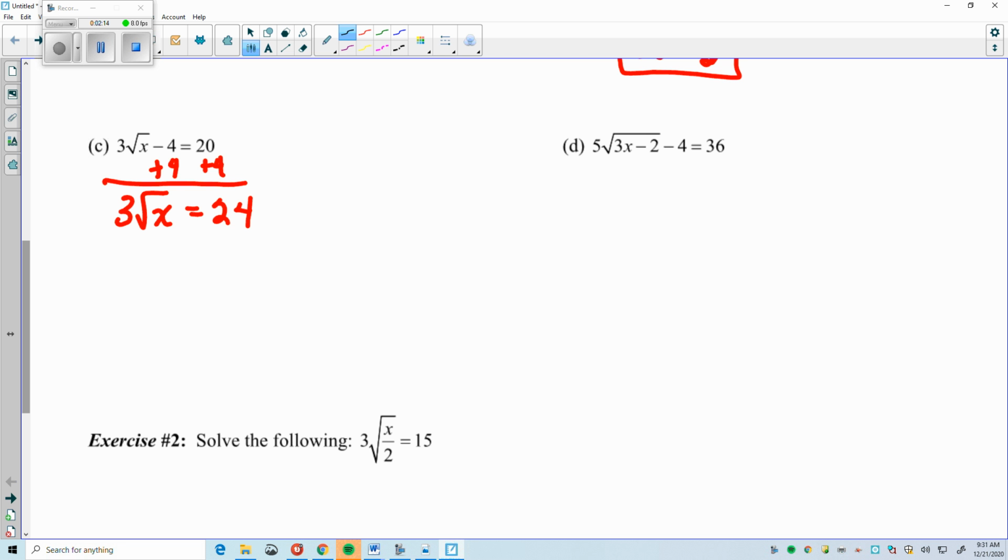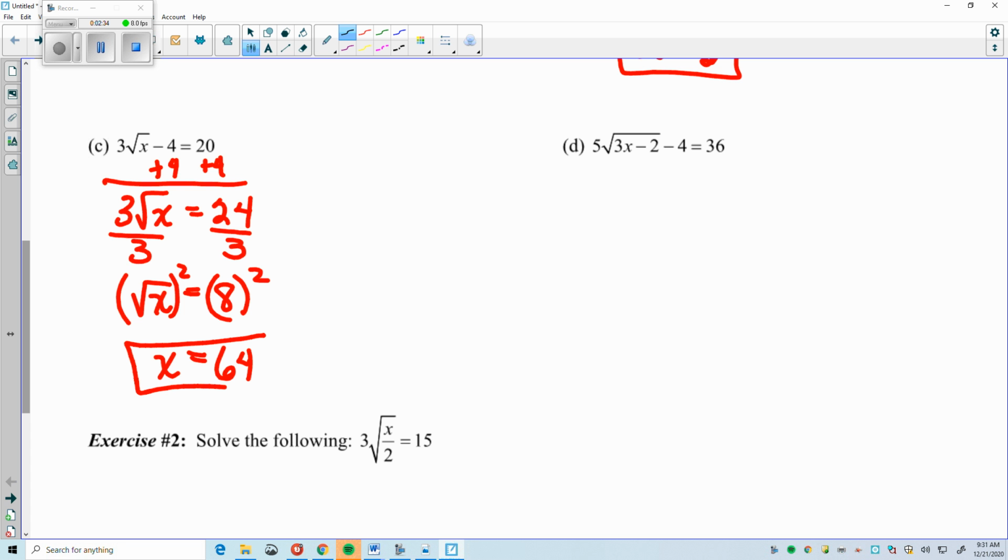Again, get rid of everything we can before we square it. So I'm going to divide through by 3. And so now I have the square root of x is equal to 8. Now I can get rid of the square root by squaring each side, and now I have x is equal to 64. So this one you had to be careful. Order of operations: think about moving everything away from the square root first.